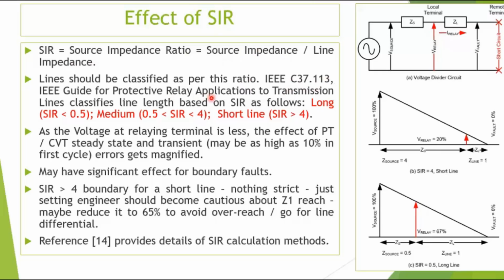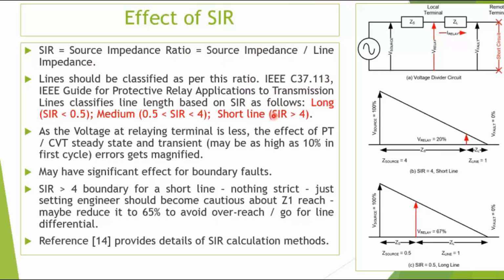C37.113, guide for protective relay applications to transmission lines, classifies line length based on SIR. It does not classify line length based on physical length. Typically, line length should not be classified based on the length of the line. It should be classified based on the source impedance ratio. Even a 10-20 kilometer line having a source impedance ratio less than 5 can be classified as a long line. On the medium line it is this, and for a short line this is the cause of concern for us. This is the place where line differential comes into play.